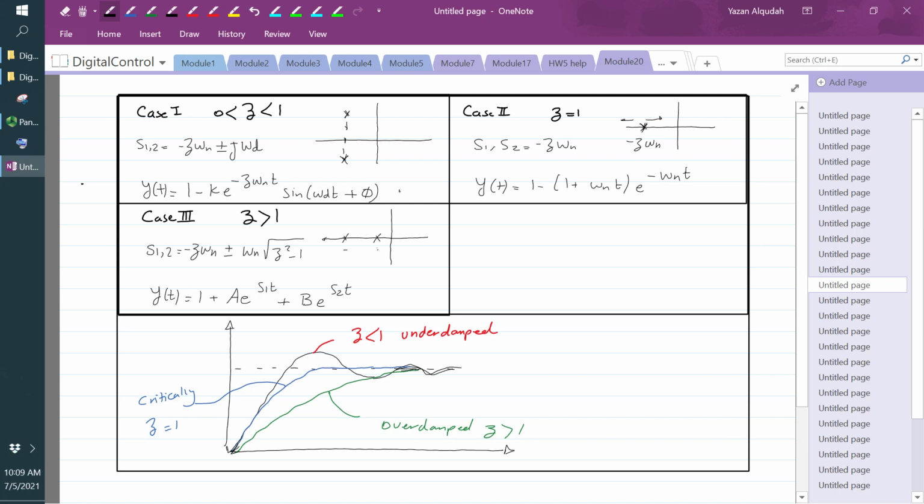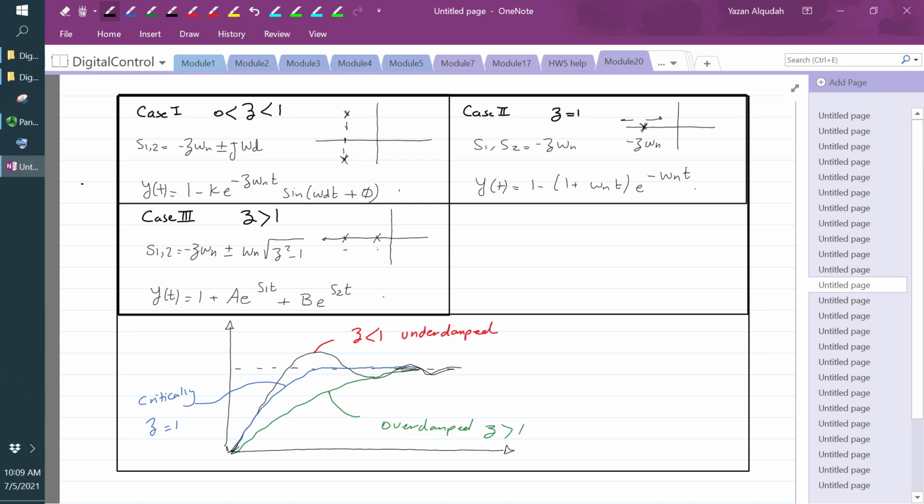Now this is the expression for each one of these responses, and you can see how just by changing the zeta, the damping factor, we can get a different response of the system, going from a system with an overshoot all the way to a system that does not have an overshoot.